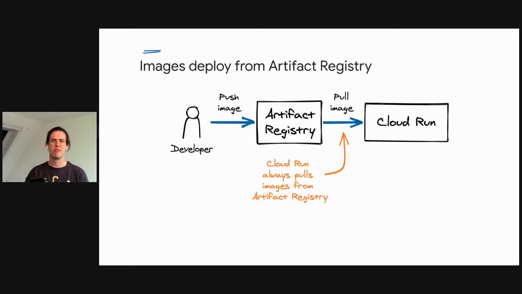Now let's take a step back and look at how that container image gets to Cloud Run, because you're not sending it directly to Cloud Run, but you send it through Artifact Registry. Cloud Run can only pull container images from Artifact Registry. So if you're used to hosting your container images somewhere else, keep in mind that with Cloud Run, you'll need to push them to Artifact Registry first.